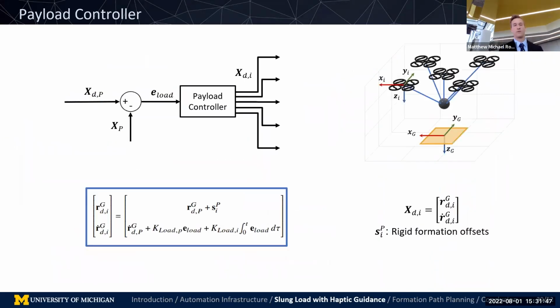And then lastly, for our methods, is the payload controller. We assumed a rigid formation. So RDPG, that's the payload position. We just add a fixed offset for each vehicle, assuming it's a rigid formation. And we do the feedback through the velocity command. We're just doing a PI controller on the payload feedback such that the vehicles move in the direction of decreasing error.